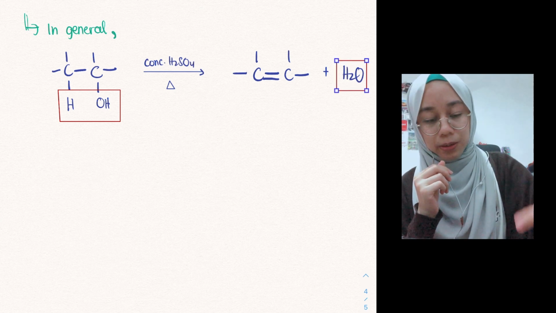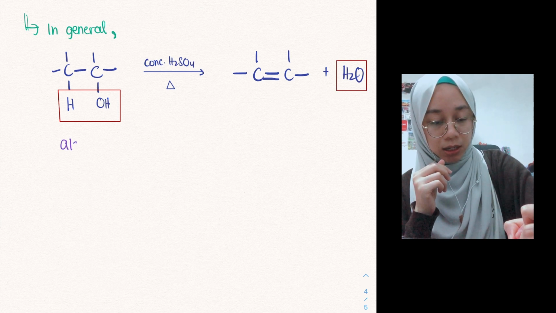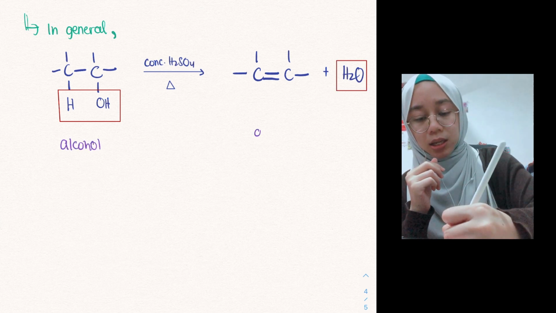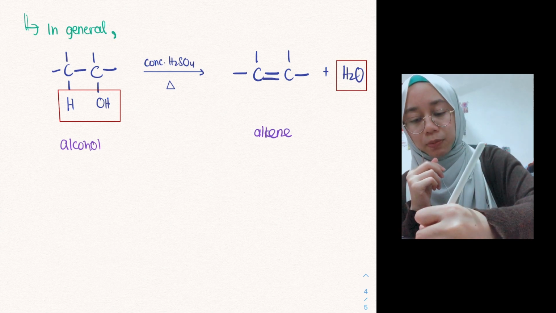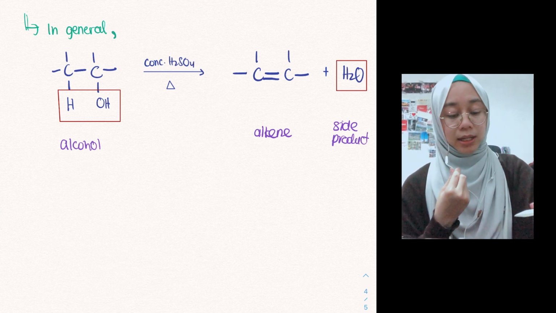Okay, so basically you have your alcohol here, and then you get your alkene and also the side product here. Okay, so H2O here plays the role of the side product. Your alkene is the main product.